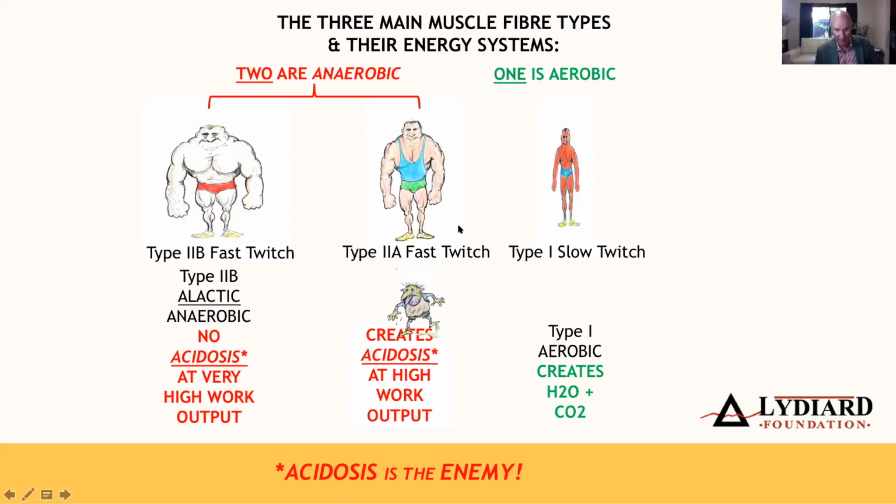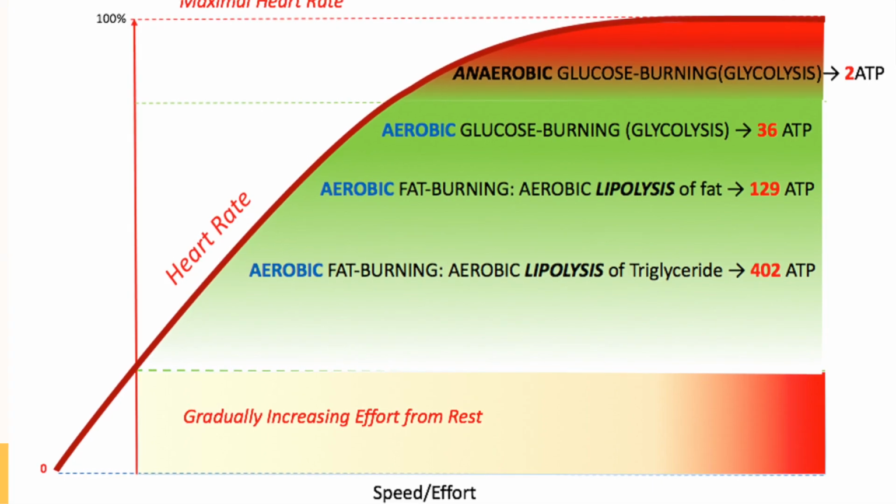The type IIA fast twitch is anaerobic, but it also has a capacity to be trained aerobically and develop capillaries deep in and around it. And it can also acquire mitochondria, which can produce energy aerobically. So it's capable of breaking down glucose or lactate, which is derived from glucose, at very fast rates in the presence of oxygen, which is called glycolysis. The breakdown of glucose or glucose-related products rapidly is called glycolysis.